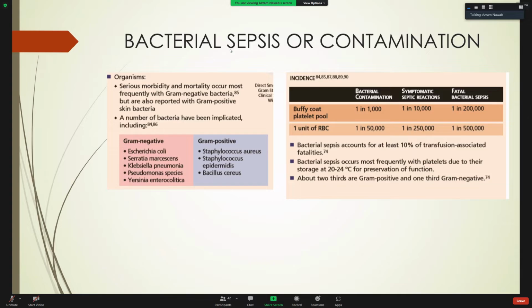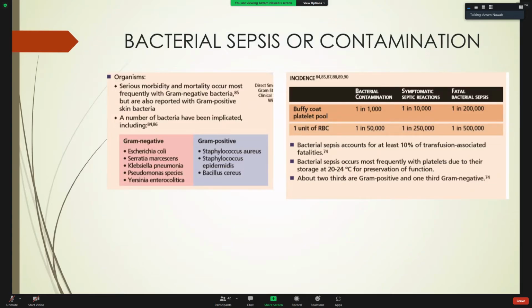It's usually serious, carries serious morbidity and mortality, and most frequently occurs with gram-negative bacteria, but it is also reported with gram-positive bacteria. A number of bacteria have been implicated, like E. coli, Serratia, Yersinia, and Staphylococcus aureus, and so on. The risk of bacterial contamination in packed RBCs is 1 in 50,000. If it was fatal, 1 in 500,000, or only a symptomatic septic reaction, 1 in 250.